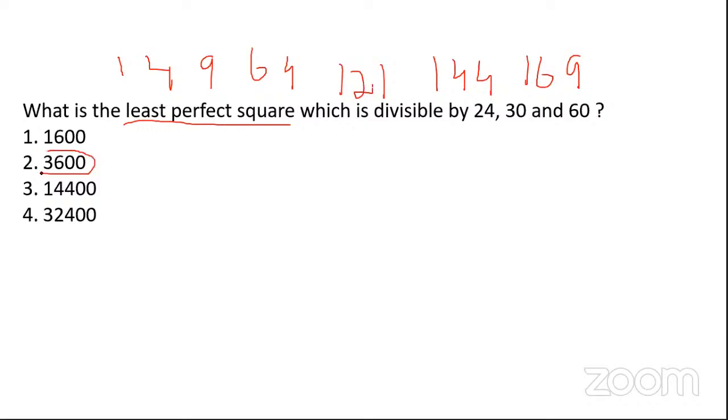Suppose if I take option 3600, I have to check with the 24 table whether it is divisible. So it is divisible. 30 table, it is divisible. 60 is divisible. Among the four options, the first one will not be divisible, and the third and fourth may be divisible. But when compared with the second option, this is the least perfect square. So the answer is 3600. Okay.